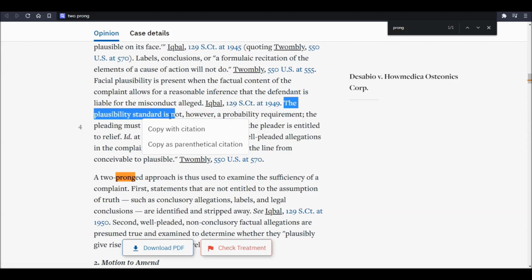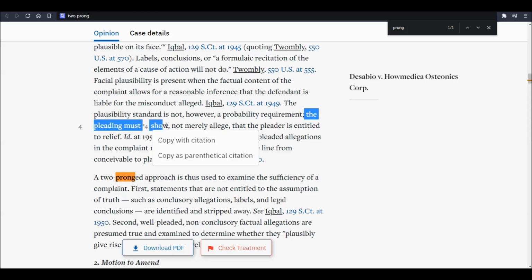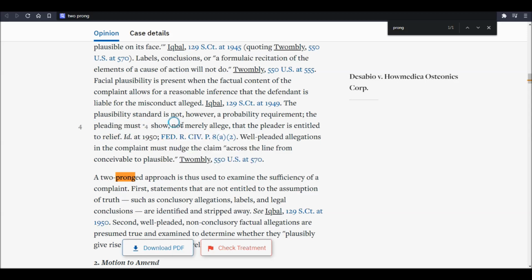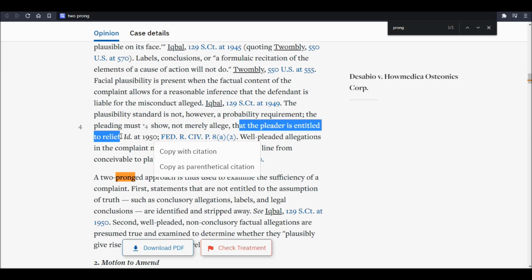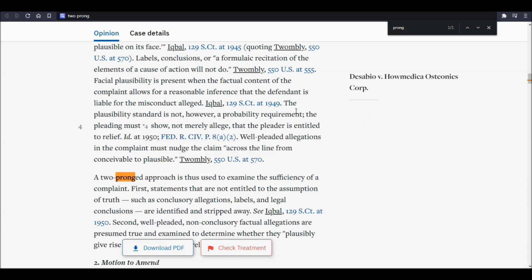The plausibility standard is not, however, a probability requirement, probable cause. The pleader must show, not merely allege, that the pleader is entitled to relief. Again, you can't just say, hey, this guy did this and he did that, and because of that, I'm entitled to this. You have to show why and how. You have to show the context, the details of it.